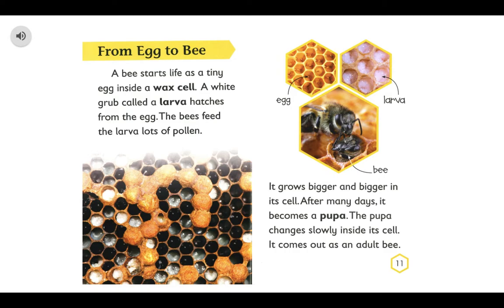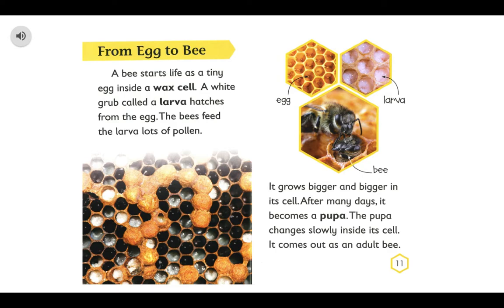From egg to bee. A bee starts life as a tiny egg inside a wax cell. A white grub called larva hatches from the egg. The bees feed the larva lots of pollen. It grows bigger and bigger in its cell.